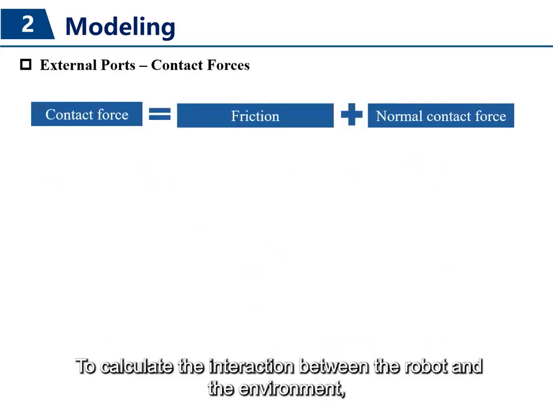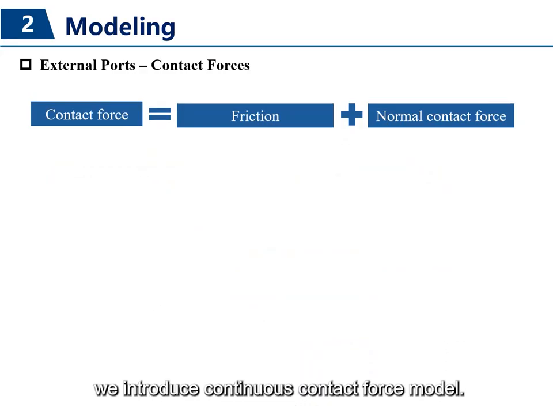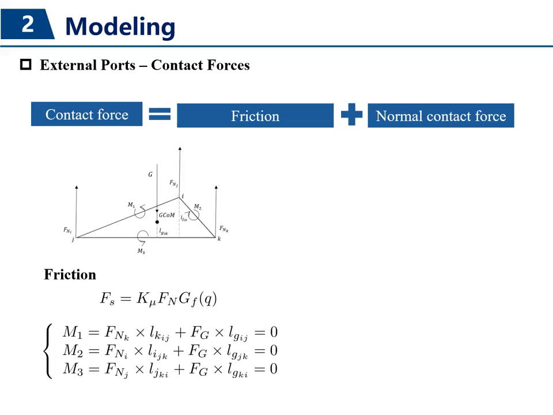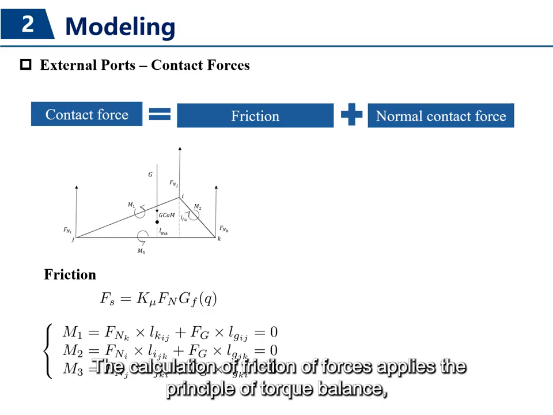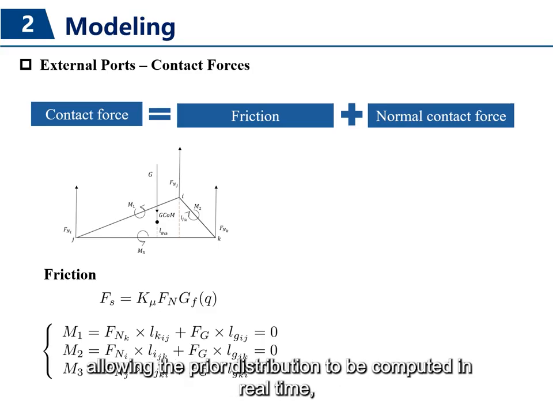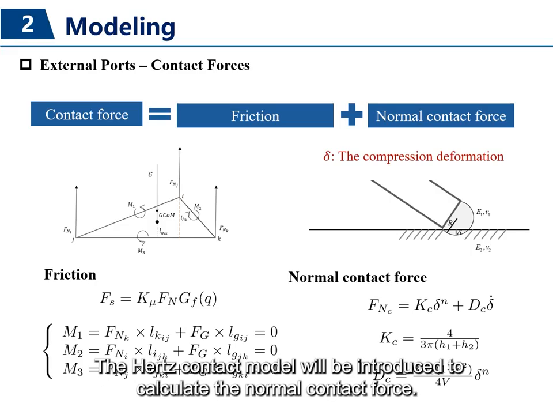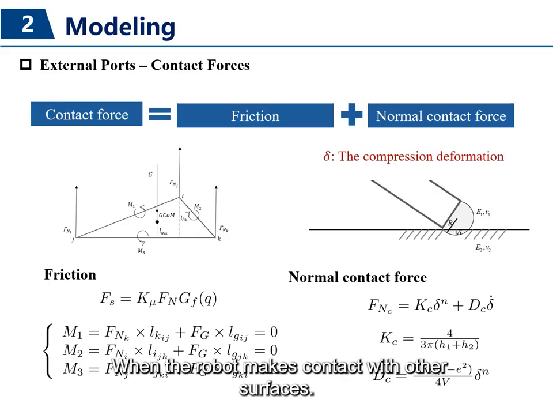To calculate the interaction between the robot and the environment, we introduce a continuous contact force model, which consists of friction and normal contact force. The calculation of frictional forces applies the principle of torque balance, allowing the pressure distribution to be computed in real time based on the position of the center of mass. The Hertz contact model is introduced to calculate the normal contact force when the robot makes contact with other surfaces.